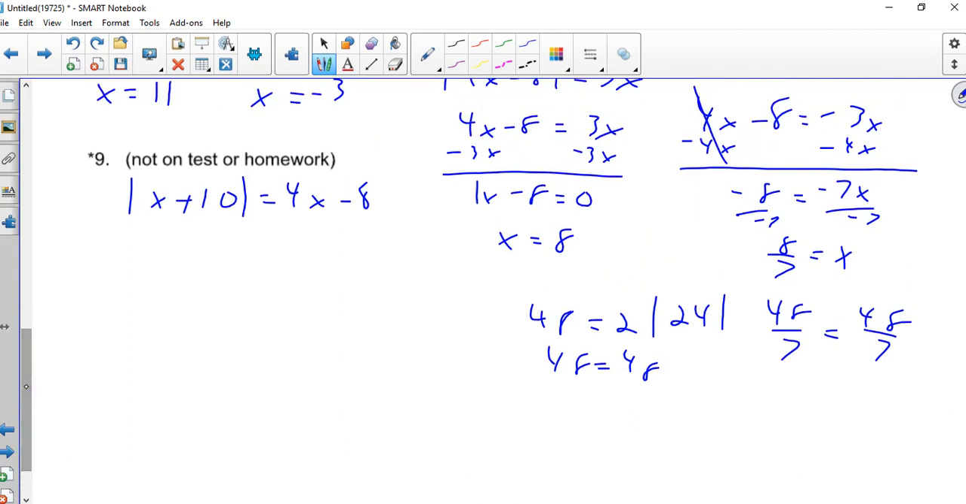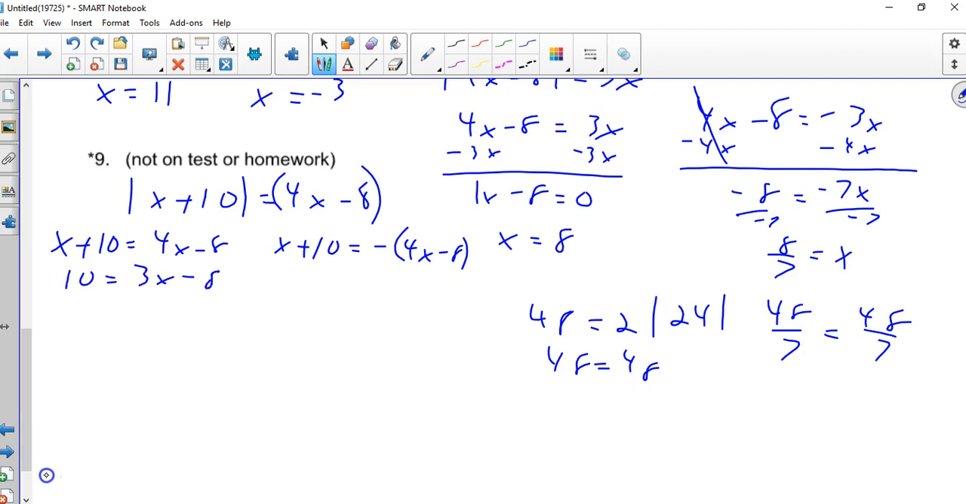Okay, and last one is, you have to think about this as a quantity. So you have x plus 10 equals 4x minus 8, and x plus 10 equals negative 4x minus 8. So I'm going to subtract x from both sides and get 10 equals 3x minus 8. I'm going to add 8 to both sides and get 3x equals 18. Divide by 3, x equals 6. Going a little bit fast on this one. It's a bonus problem, and the video is getting long, so you can ask in class.